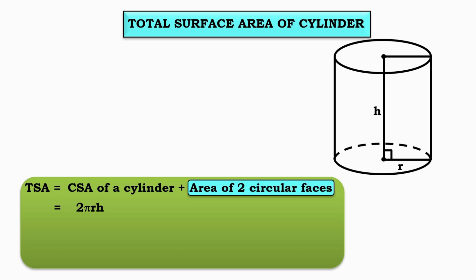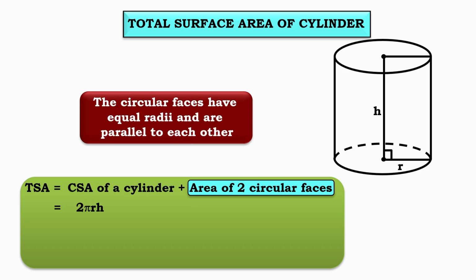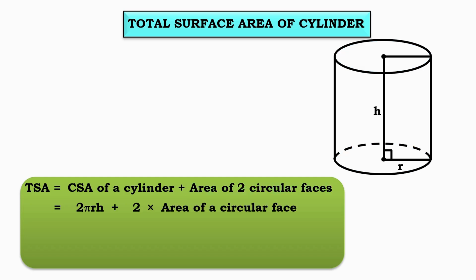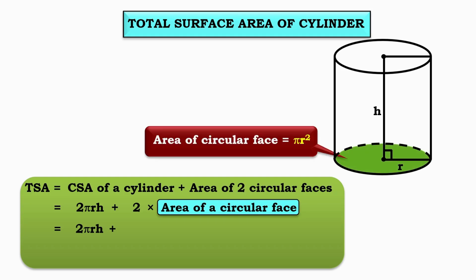And now, the area of two circular faces: the circular faces each have the same radii and are parallel to each other, right? We know any circle's area is pi r square. So there are two circular faces, so it will be 2 pi r square. So the total is 2 pi rh plus 2 into pi r square, because pi r square is the area of the circular face.